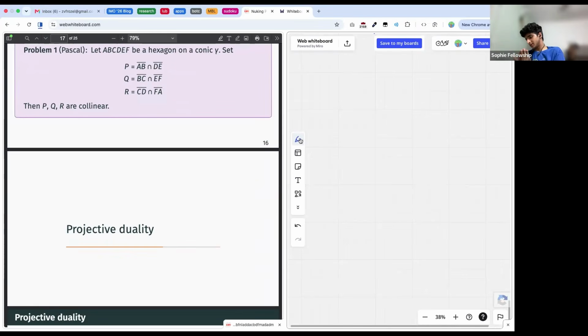Now we're going to talk about this thing called duality. Why is the prism lemma true? That's actually a really good question. I'm not aware of a proof of the prism lemma off the top of my head. I think I've done the proof at some point in my life, but when I was writing this up, I needed to think of a proof for the prism lemma, and I couldn't come up with anything.